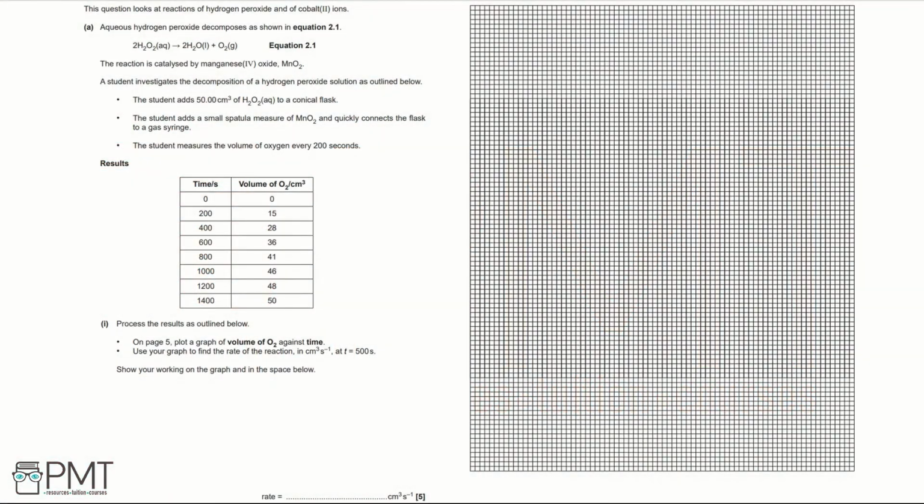This question looks at reactions of hydrogen peroxide and of cobalt-2 ions. Part A. Aqueous hydrogen peroxide decomposes as shown in equation 2.1. The reaction is catalyzed by manganese 4 oxide, MnO2. A student investigates the decomposition of a hydrogen peroxide solution as outlined below.